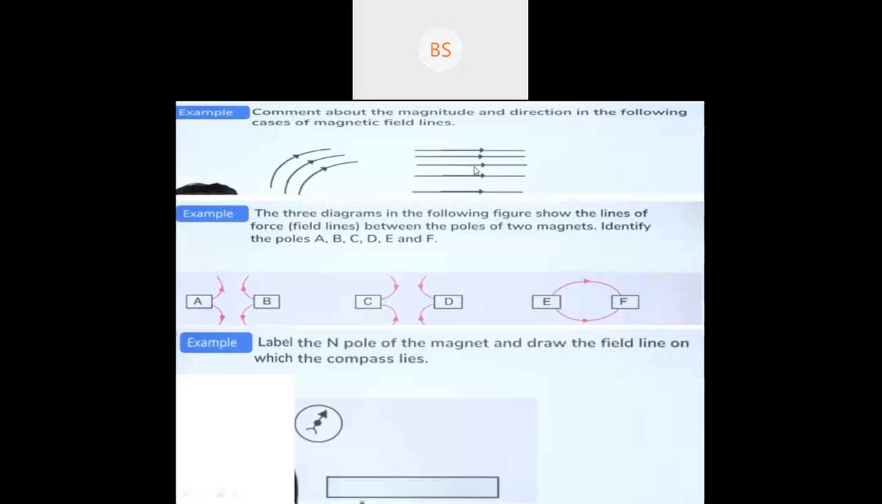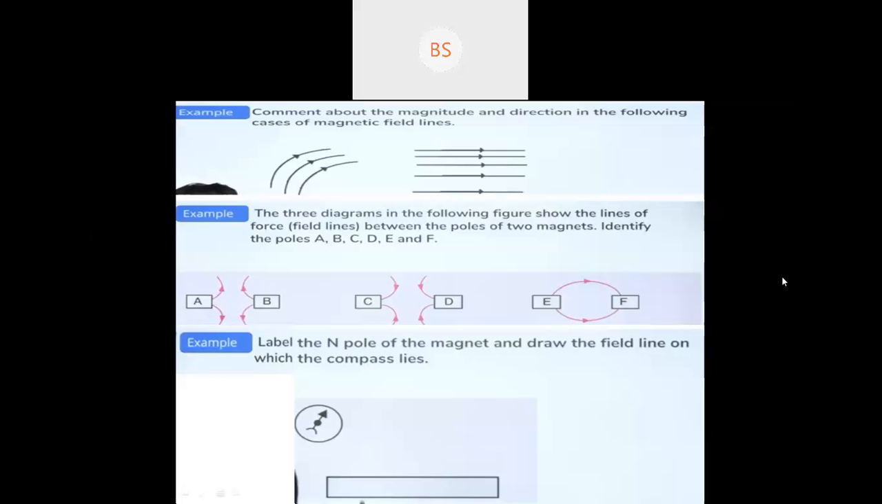So, clear about this, what comment can we give? In the first scenario, the magnetic field line direction is constant, and the magnitude is also constant. But in the second scenario, the direction is constant, it is the same, but not the magnitude. So this is the comment on the first question.